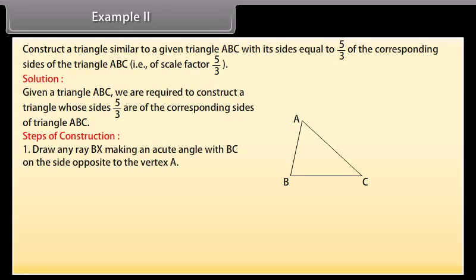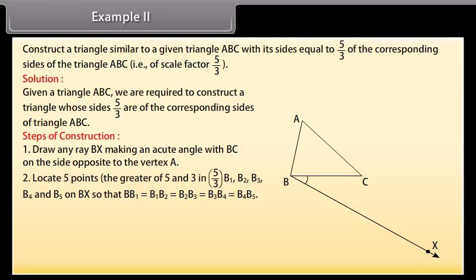Draw any ray BX making an acute angle with BC on the side opposite to the vertex A. Locate 5 points, the greater of 5 and 3 in 5/3, B1, B2, B3, B4 and B5 on BX so that BB1 equals B1B2, which equals B2B3, equals B3B4, equals B4B5.